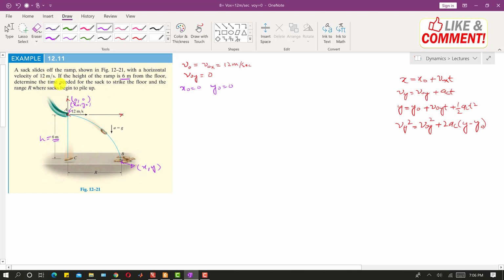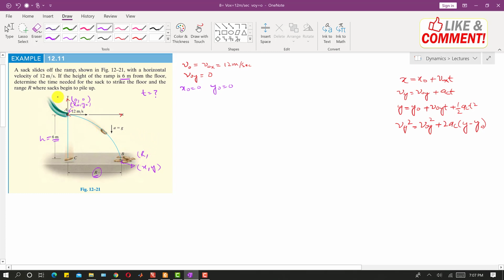It is said that we must determine the time needed for the sake to strike the floor. So we have to find the time that the sake will take to reach this point B, the ground, and the range R where the sake begins to pile up. The horizontal distance of this point B from the origin is R. This range is what we have to find.